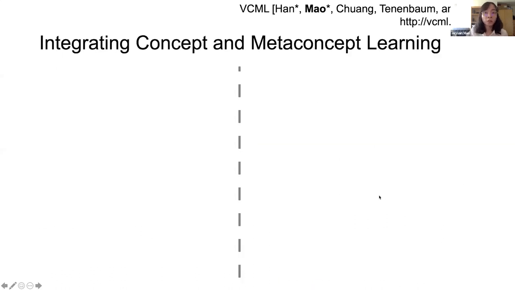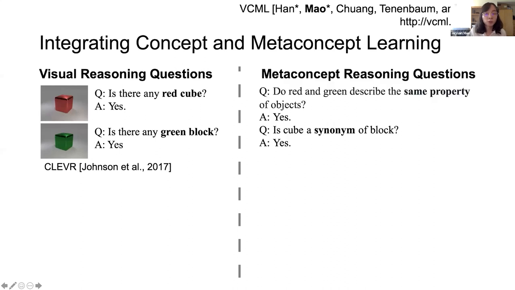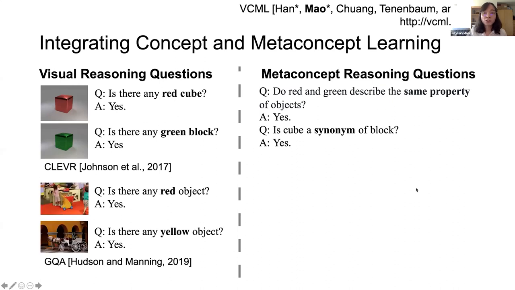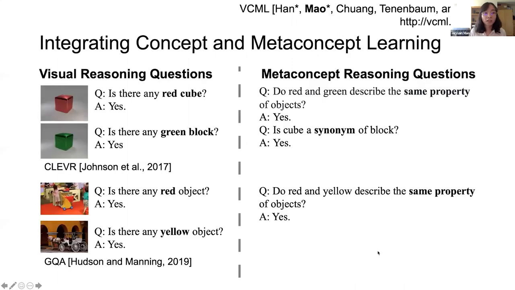In this paper, I collaborated with Han, Chuang, and other colleagues. We built a series of new datasets by augmenting existing visual reasoning datasets with these meta concept questions. For example, on the CLEVR dataset, we add new questions that query the relationship between red and green or cube and block. And we have also extended the GQA dataset proposed by Hudson and Manning by adding questions about whether red and yellow describe the same property of objects, or about the hypernym or hyponym relationship between different concepts in this set.